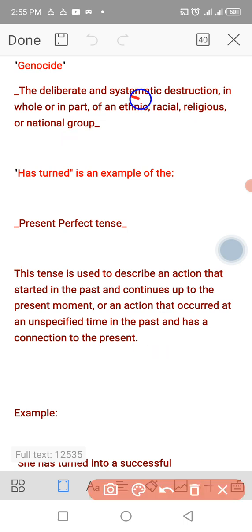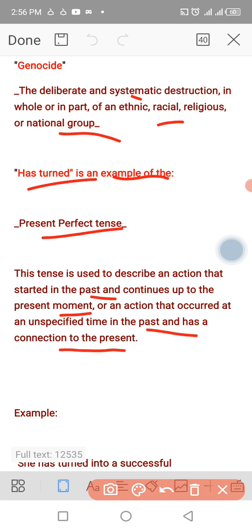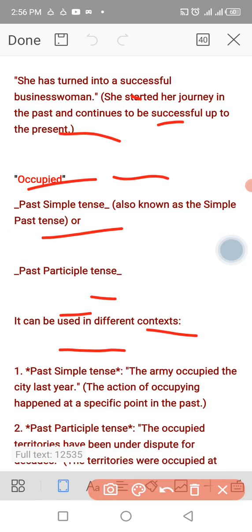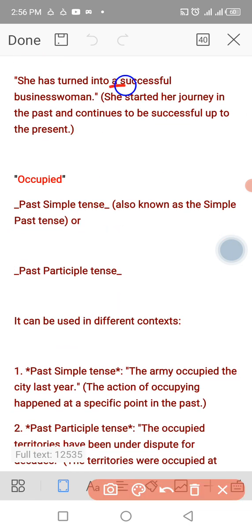Genocide: the deliberate and systematic destruction, in whole or in part, of an ethnic, racial, religious, or national group. "Has turned" is an example of the present perfect tense. This tense is used to describe an action that started in the past and continues up to the present moment, or an action that occurred at unspecified times in the past and has a connection to the present. For example, she has turned into a successful businesswoman.